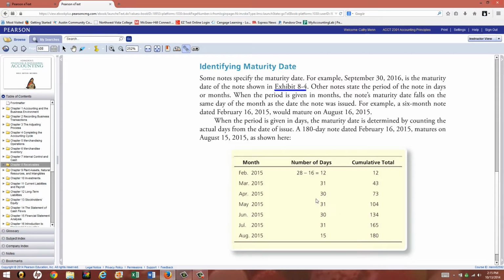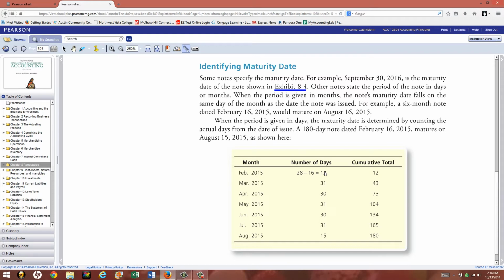So in this instance, there's a 180-day note, and it is dated on February the 16th. That means the day that the note begins, when it is issued, we do not count that day. So what we do is take the number of days in the month and subtract the date that it was issued on. So 28 days in February minus the 16th when it's issued means that there's 12 days that we're going to receive interest for February.